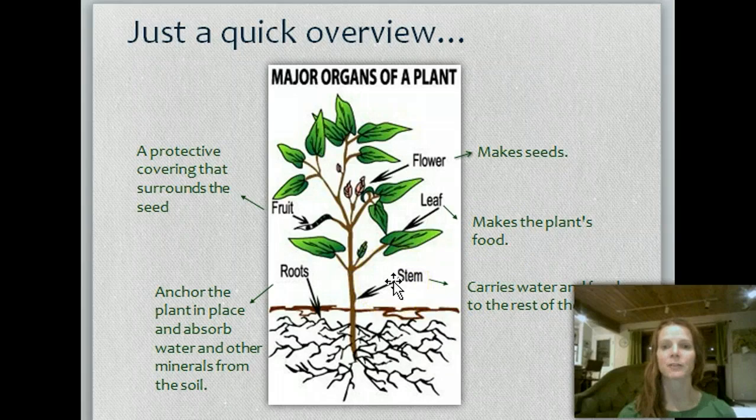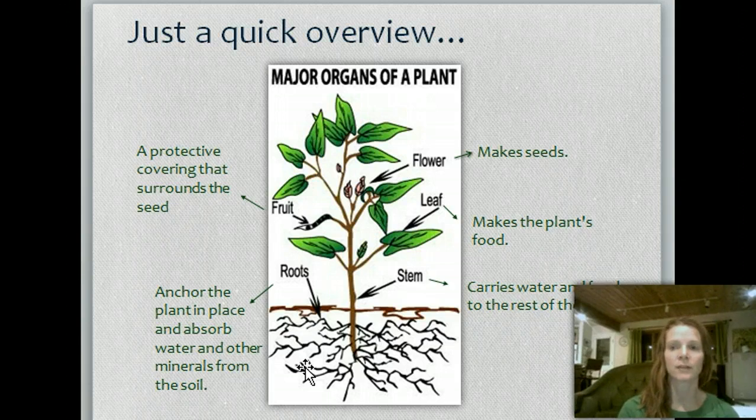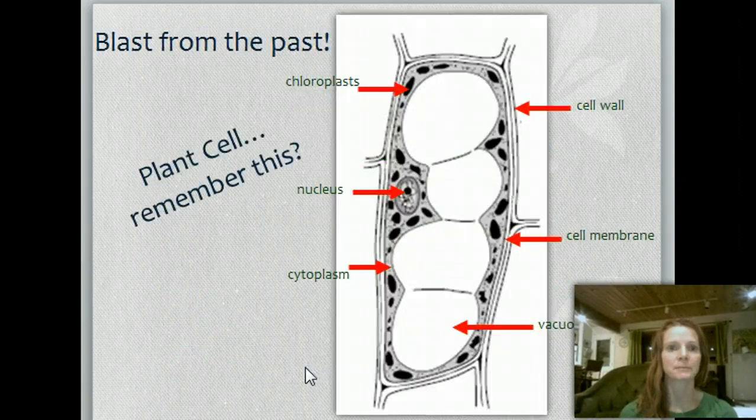The stem carries the water and food to the rest of the plant. We're going to talk about how at the end of this quick lesson. And then, of course, the roots anchor the plant in place, absorb water and other minerals from the soil in order to nourish the plant and undergo photosynthesis and produce those fruits, those seeds, all that stuff, okay? So all those are just a quick overview of the organs of the plant.